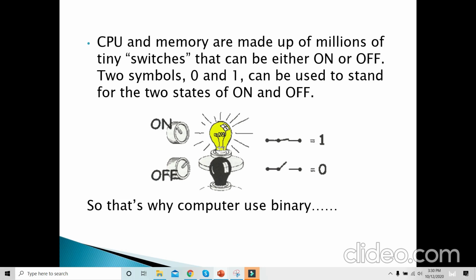If you were to open a computer's motherboard, the CPU and the memory have only two states being operated in the tiny electronics or integrated circuits. It's just 0 and 1. When it is not connected, it is off, which is 0. When it is connected, it is 1. So that's why computers use binary.